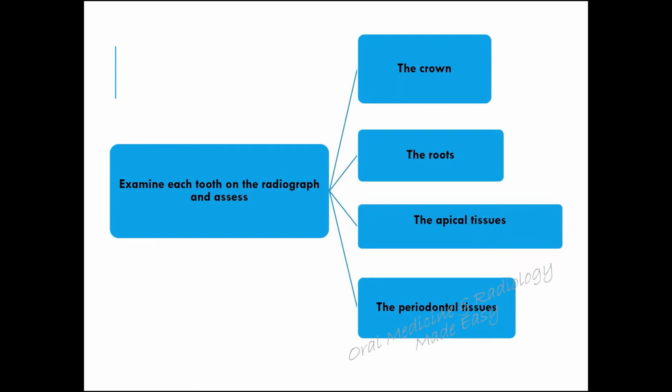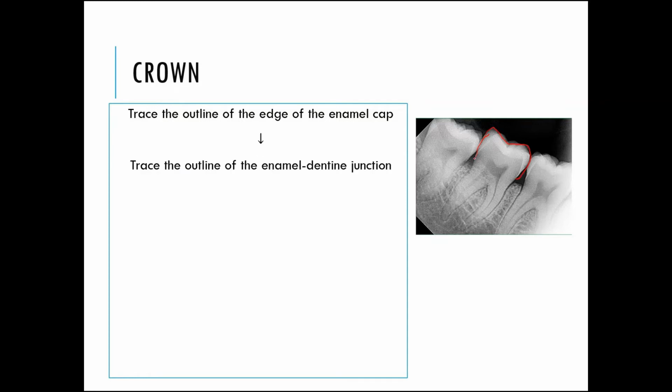Once we have identified the landmarks and mounted the radiograph, let us examine each tooth on the radiograph and assess the crown, roots, apical tissues and periodontal tissues. In the crown, trace the outline of the edge of the enamel cap. First we have to trace the outline of the edge of the enamel cap. Next, trace the outline of the enamel dentine junction.